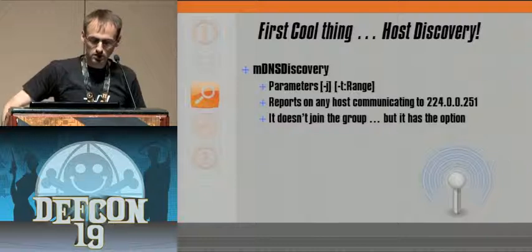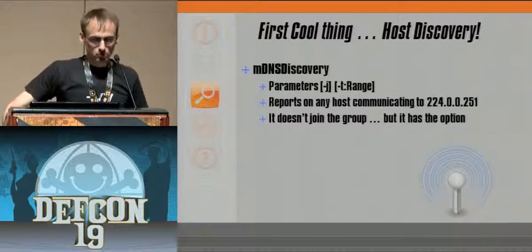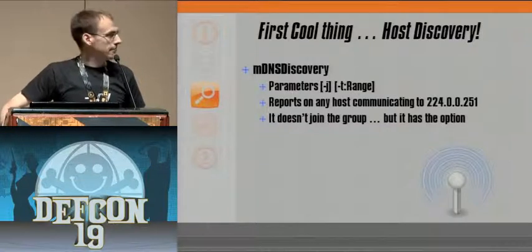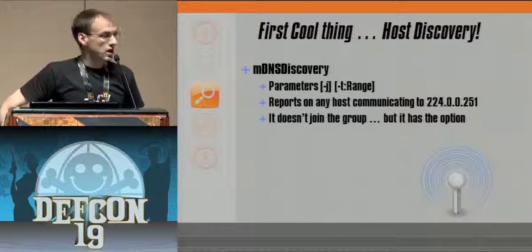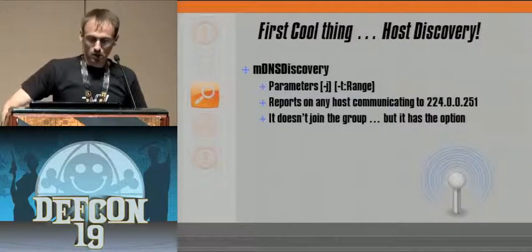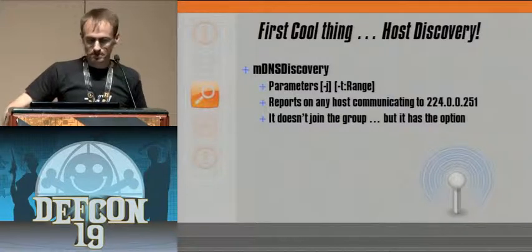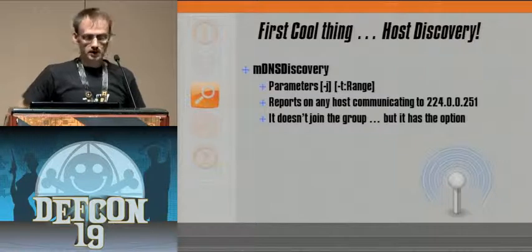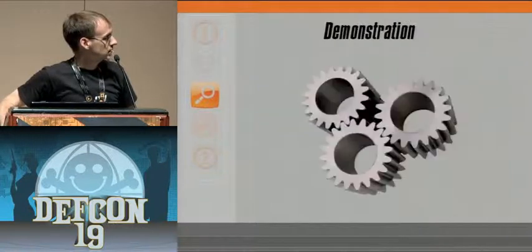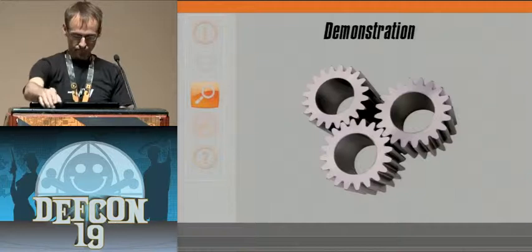So there are the parameters. And like any good discovery tool, you are able to give this utility a range that you're interested in. It reports on any host communicating to the multicast address for multicast DNS. It does not join the group, but it does have the option. So let's do a quick demonstration of that.